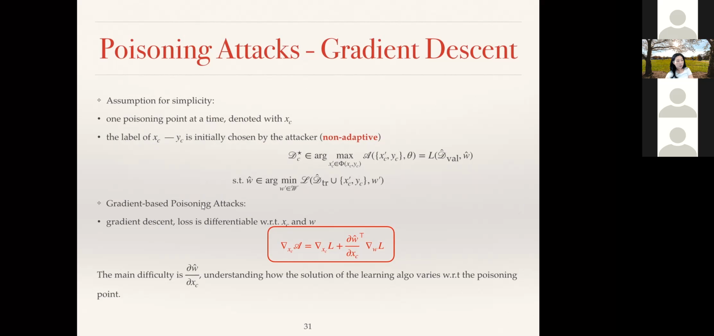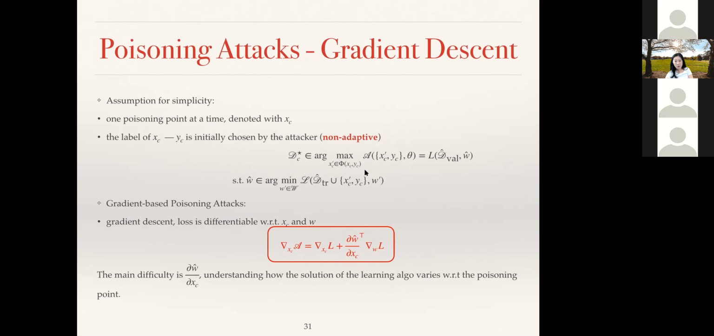So after that, the gradient-based poisoning attack is going to do the following. Okay, so what is it going to do? The gradient descent. If you assume that the loss function is differentiable with respect to XC and omega, then it's going to take the gradient with respect to XC of the objective function A here. Of course, I'm omitting this part here, but you can see this is just taking the gradient of A with respect to XC. A is the objective function of the attacker. And based on the chain rule, you will see it's going to be the gradient of L with respect to XC plus the partial derivative of omega hat with respect to XC, and then the gradient of L with respect to omega. So this is very important.